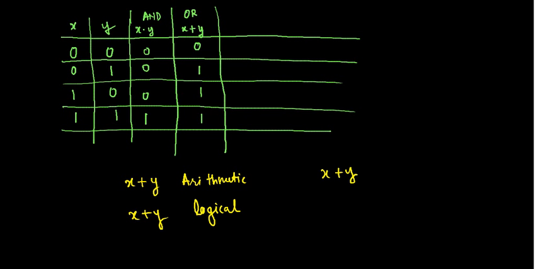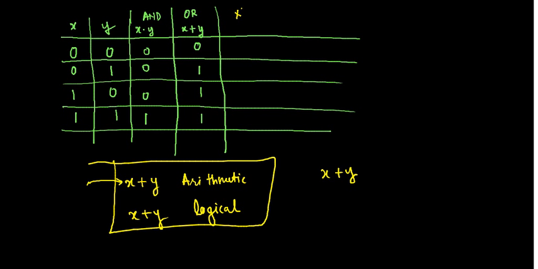Alright, yeah. So in NOT operation you don't have two variables, only one variable. That's why I won't write it. If it is 0, it will be 1. If it is 1, it will be 0. That's it. Alright, so is that clear? Your doubt? Yeah. So this is different. These two are different.